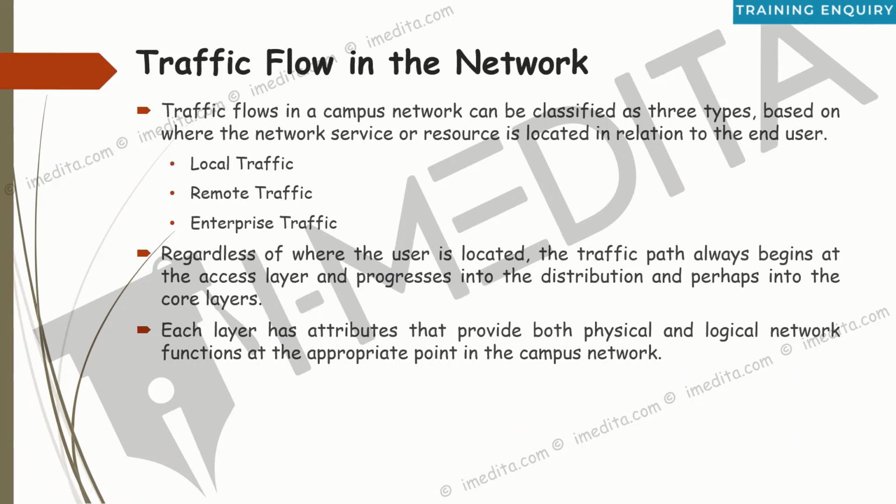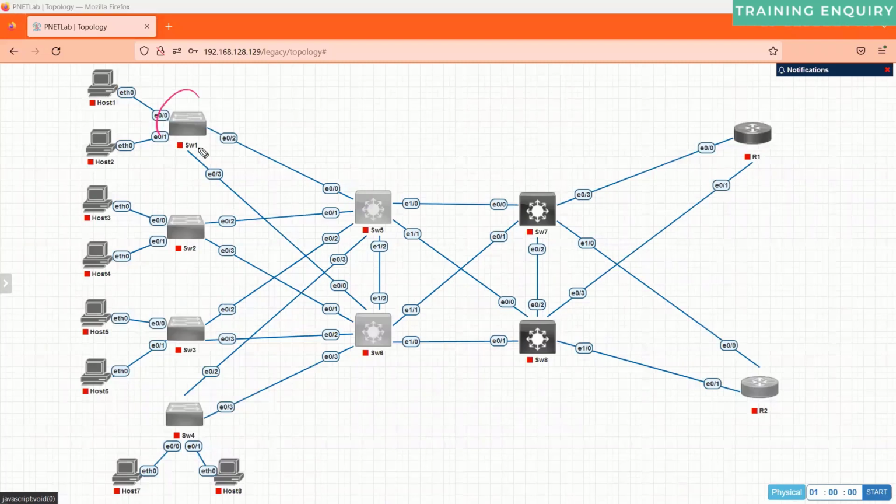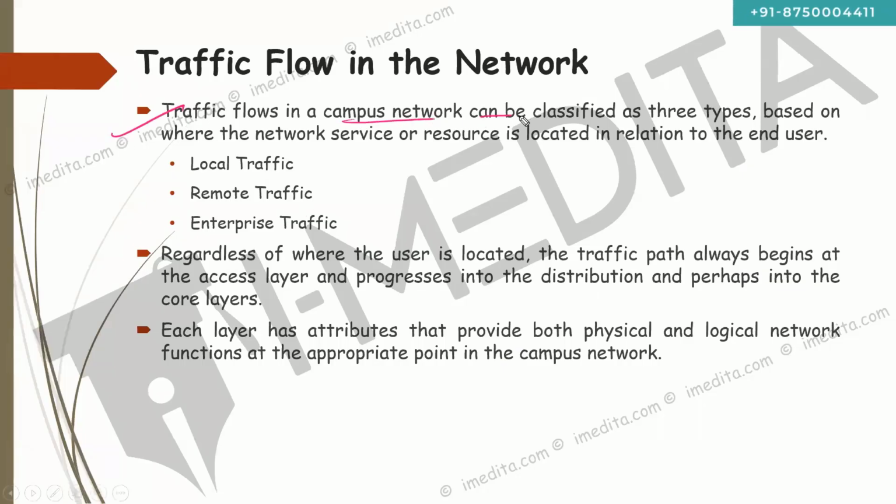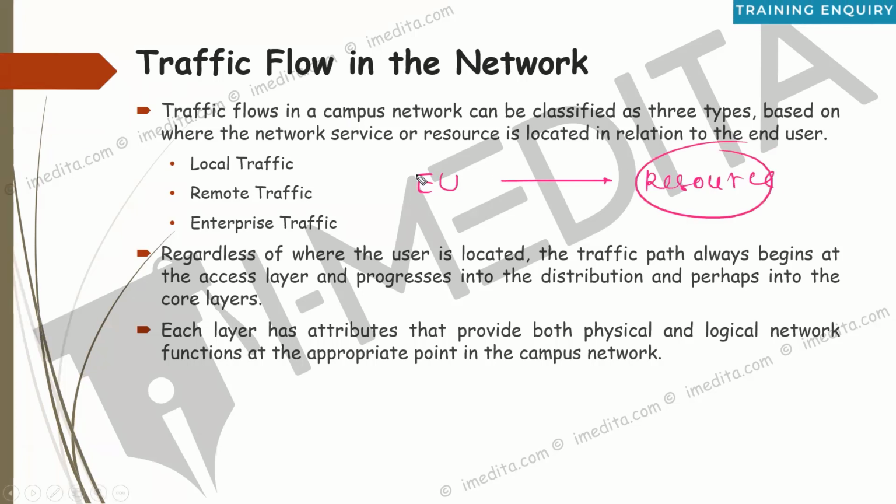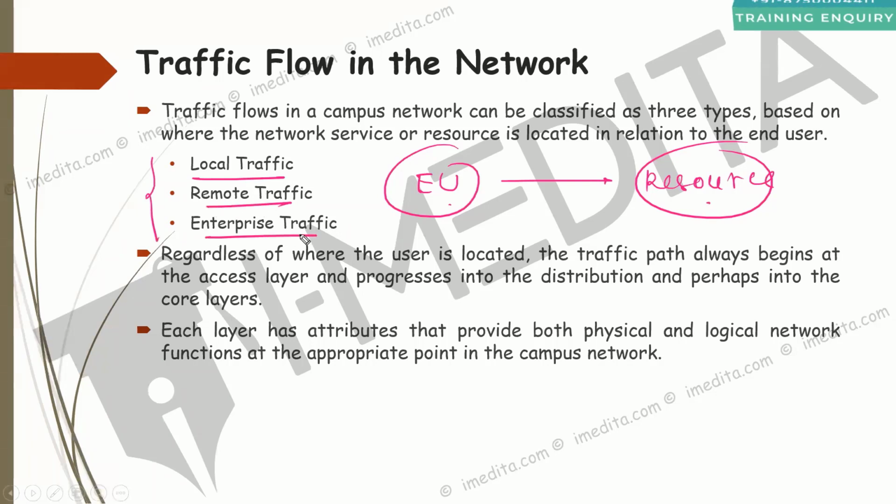You have already designed your network, with a few devices at the access layer, users and all. Traffic flow in the campus area network can be classified as three types based on where the network services or resources are as compared to the end user. So this is the end user, and this is the resource that it wants to access. Based on the location of this resource and the end user, the traffic can be of three types: local, remote, or enterprise.